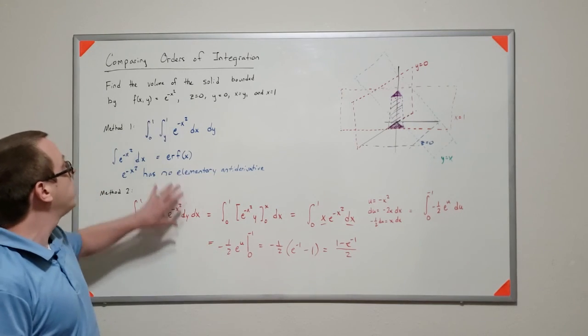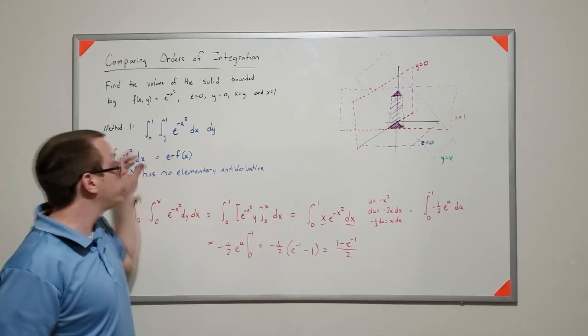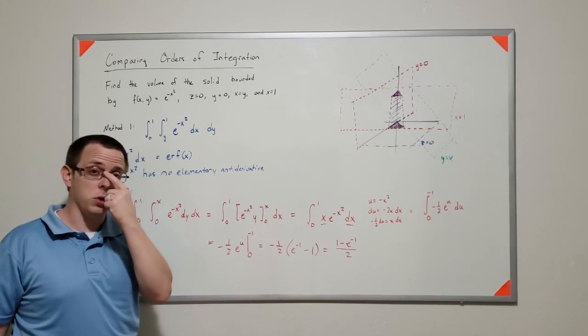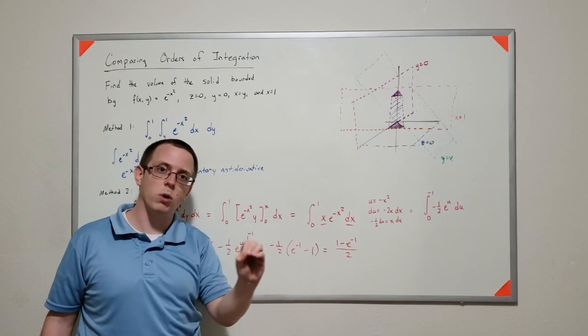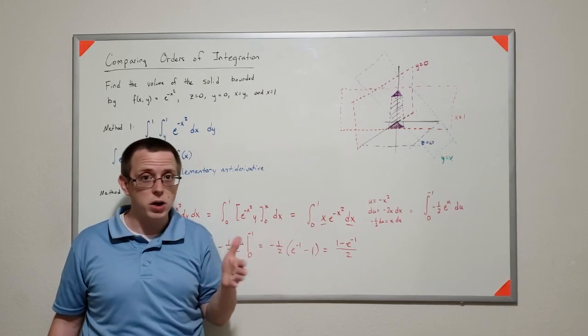But the idea here is that choosing the order was the difference between unsolvable and solvable. Maybe not super pretty, but still solvable nonetheless. So if you're having issues with one order of integration, try swapping it. You might find that integration is much, much smoother.